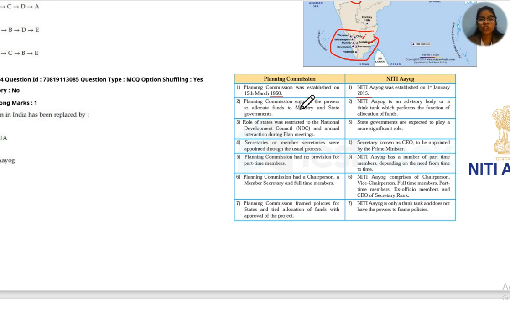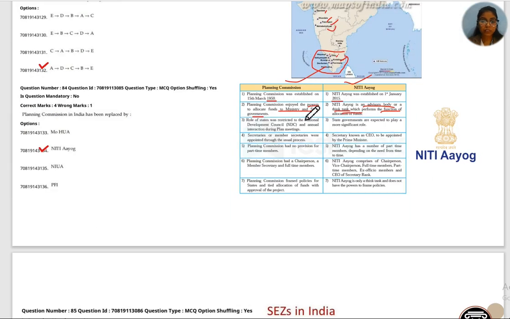Okay. So Planning Commission enjoyed the powers to allocate funds to ministries and state governments. And the Niti Aayog is an advisory body or a think tank. This is very important. Niti Aayog is a think tank which does not perform the function of allocation of funds. Okay. So these are some of the differences between Planning Commission and Niti Aayog. You can go through it.